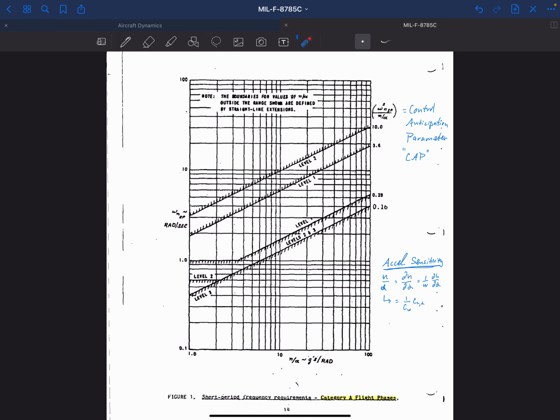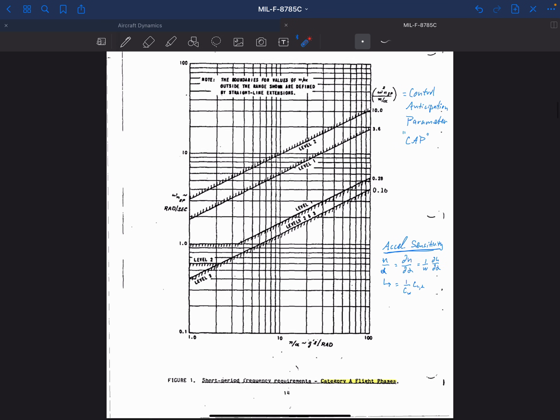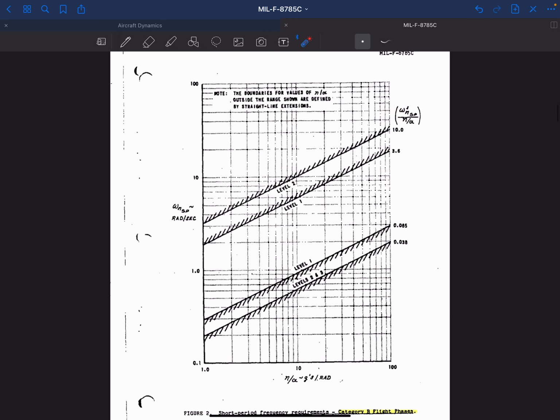So the CAP along this line is 10, the CAP along this line is 3.6. We've got 0.28 along this and 0.16 along this line here, okay? So now we can look at lines of constant CAP along each of these. If we come down here to the next figure, we see 10 here, 3.6. Those are identical to the previous plot, but then these lower bounds are values of slightly different CAP here. So we've got 0.085 and 0.038.